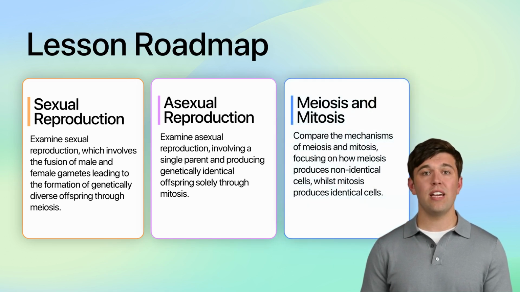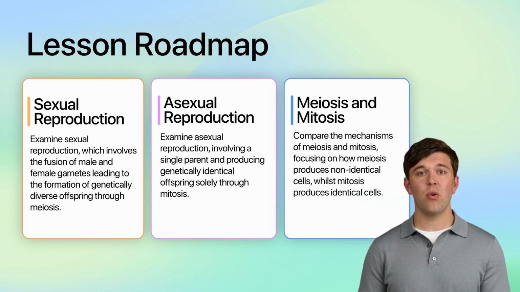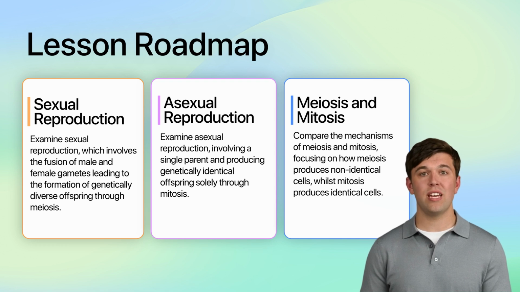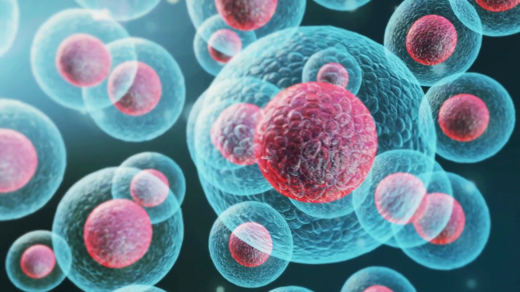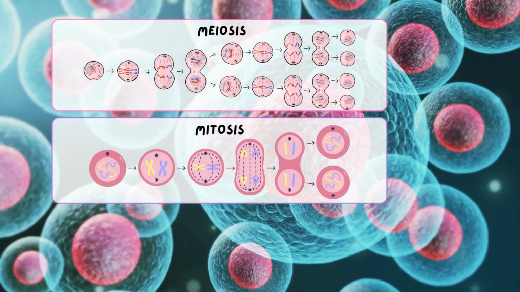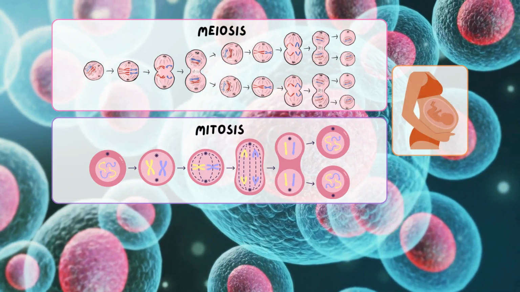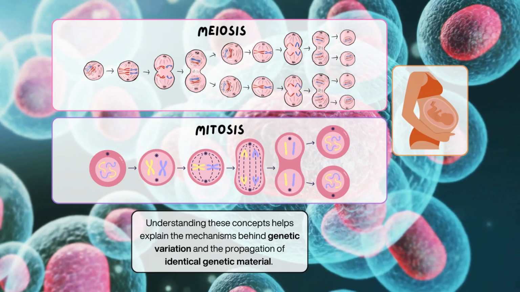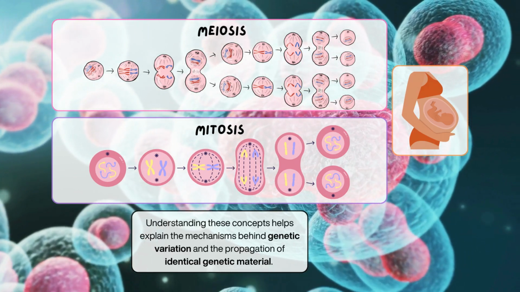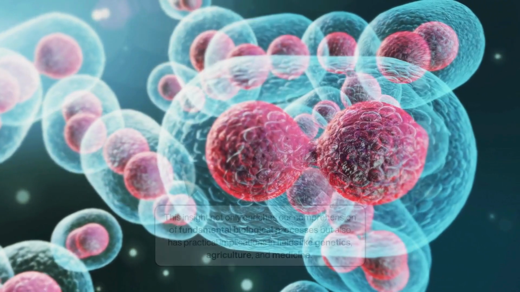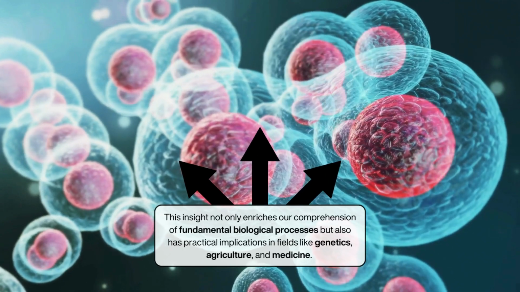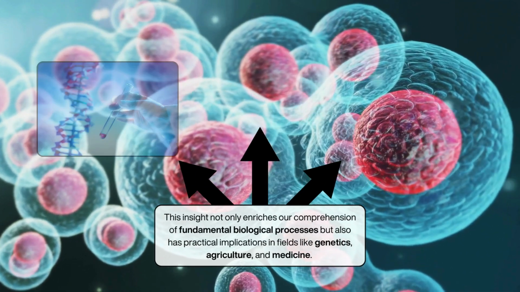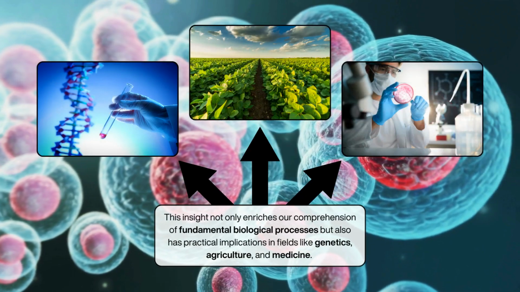We will also compare the mechanisms of meiosis and mitosis, focusing on how meiosis produces non-identical cells, whilst mitosis produces identical cells. Today's lesson explores how the processes of meiosis and mitosis contribute to the different processes of reproduction in organisms. Understanding these concepts helps explain the mechanisms behind genetic variation and the propagation of identical genetic material. This insight not only enriches our comprehension of fundamental biological processes, but also has practical implications in fields like genetics, agriculture, and medicine. Let's get started.